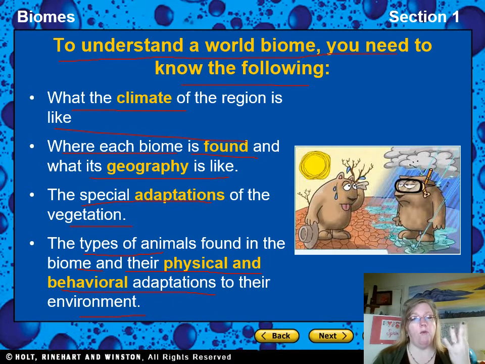Okay, so these are the 4 things you need to know to understand a biome. Sounds like a list on a test, doesn't it? There are 4 things. First, the climate. Second, where they're found and the geography. Third, the special adaptations of the plants. And fourth, the special adaptations of the animals.